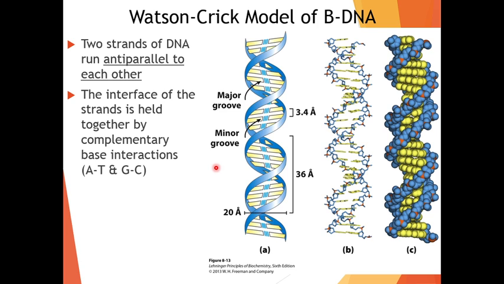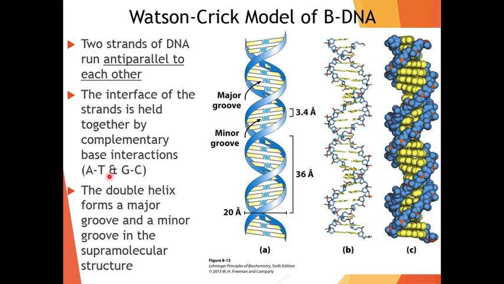For example, adenine pairs with thymine and guanine pairs with cytosine, and they pair by hydrogen bonding interactions. The double helix forms a major groove, as shown here, and a minor groove in this specific double-stranded structure. Now, to make this simpler, another stick representation of DNA is shown here.